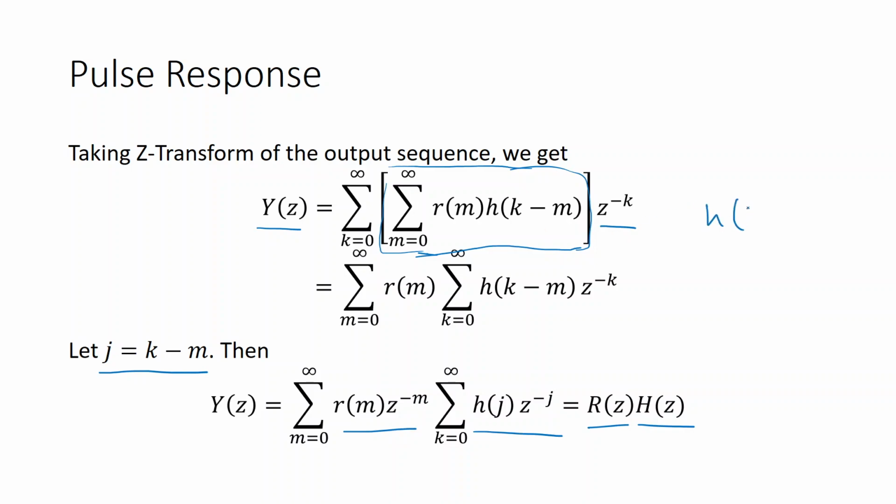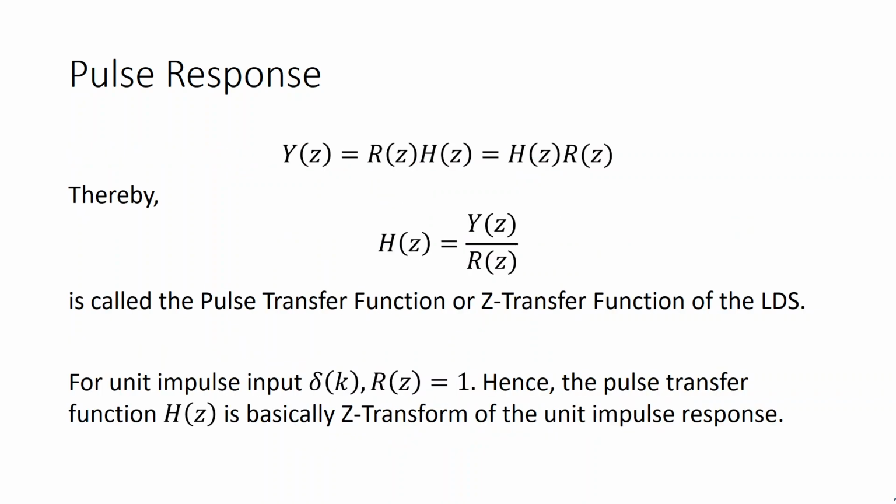This h(k) was the impulse response. So this is a transfer function now, because it relates the input and the output. It is output by input, and this is the Z transform of the impulse response, and is called the pulse transfer function or Z transfer function of the linear discrete system. Of course, you can note that when the input is delta(k), R(z) is 1, and hence your output is the pulse transfer function, basically the Z transform of the unit impulse response.